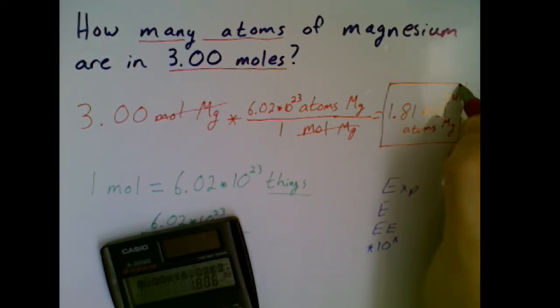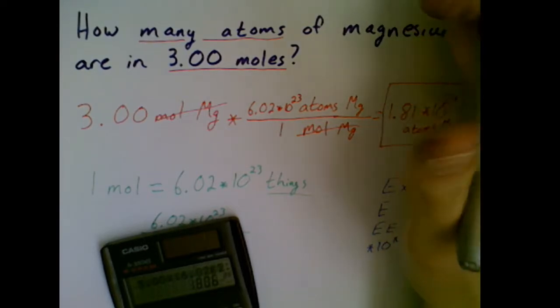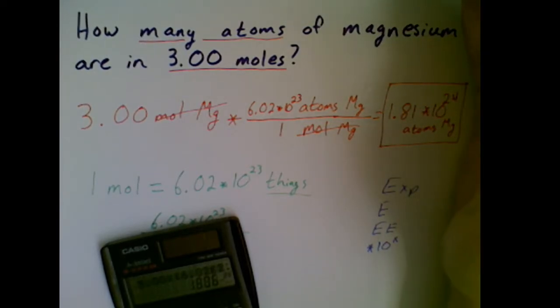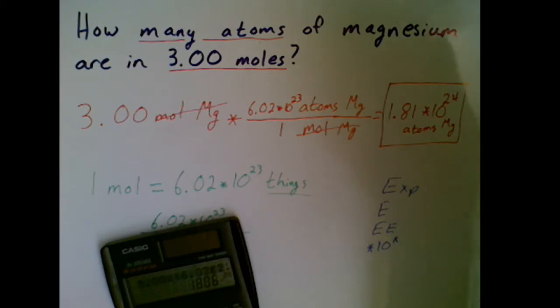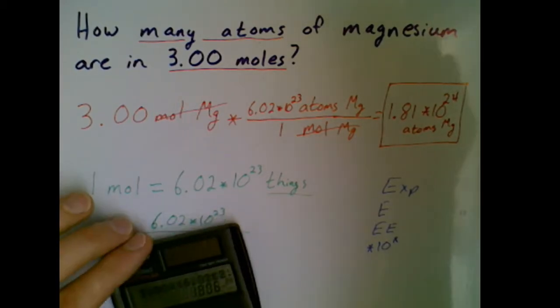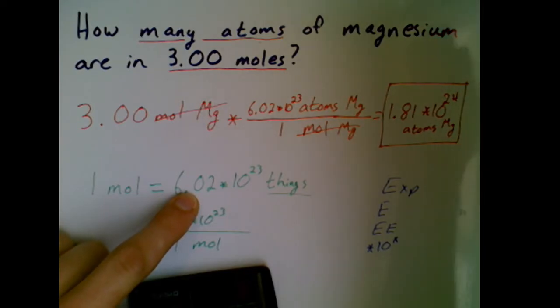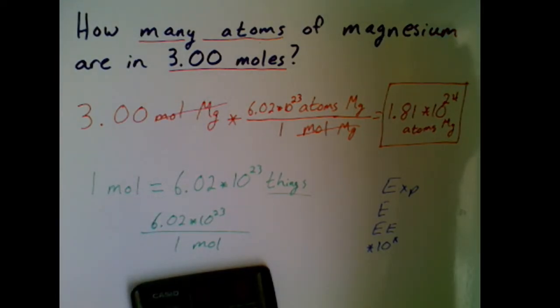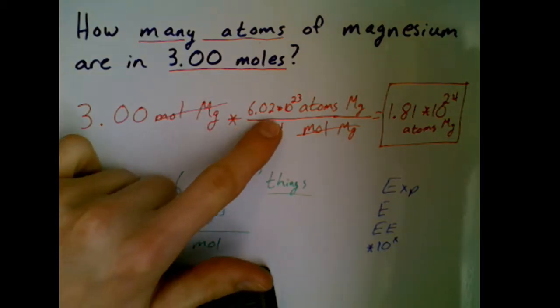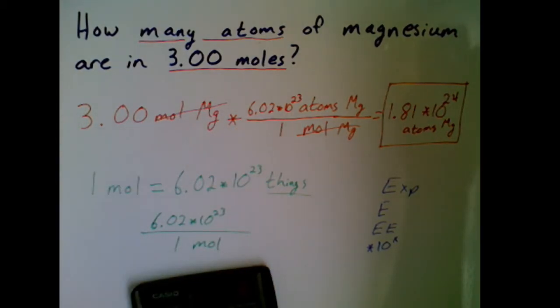And there is my final answer. Be a good person. Box that for your instructor so they know what you're doing. And there it is. Okay, so that's how we use Avogadro's number, 6.02 times 10 to the 23, to do calculations for the amount of moles, or the amount of atoms from moles.